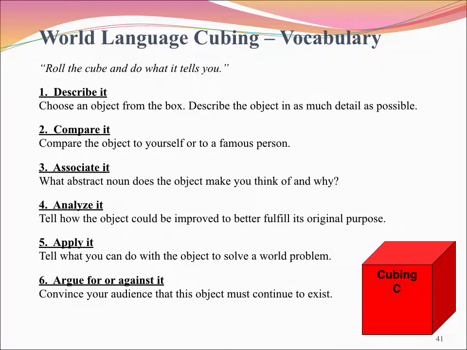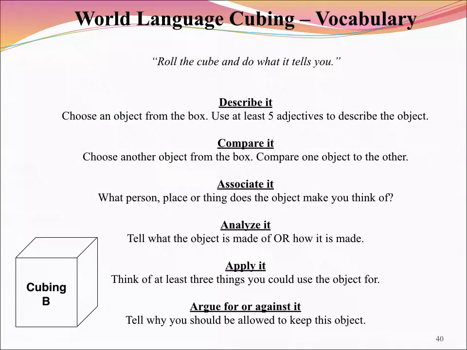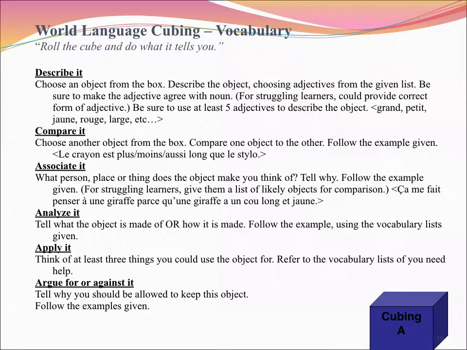Look what happens. You choose an object, describe the object in as much detail as possible. Look at number 2, compare the object to yourself or to a famous person. So this makes it much more abstract, and keep in mind they're doing this within the target language. Notice argue for or against it. Convince your audience that this object must continue to exist. So far more abstract than cube B, and definitely far more abstract than the first cube, cube A.